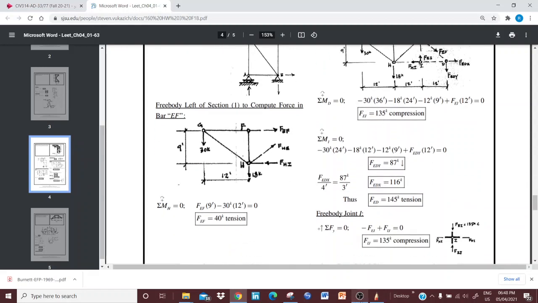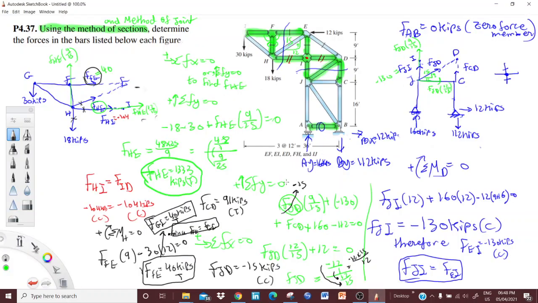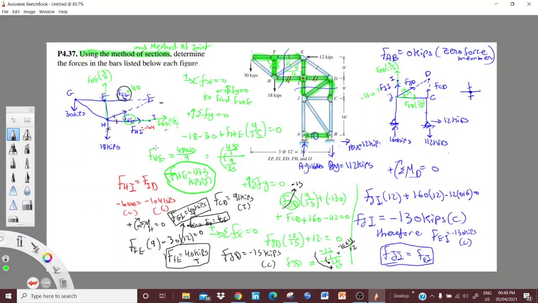Okay, guys. So we found that HE is 133.3 tension. Let's mark it again. HE is 133.3. Okay, so let's find the adjoining member GH using the method of joints.